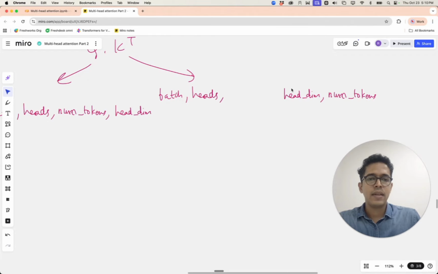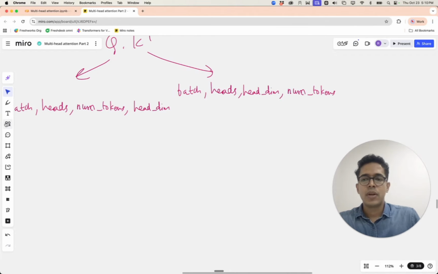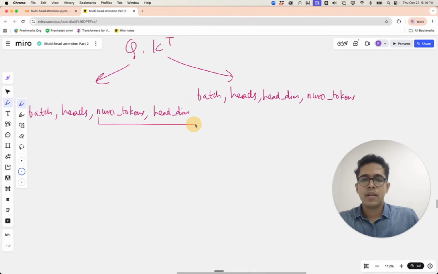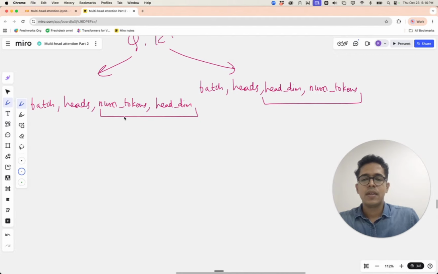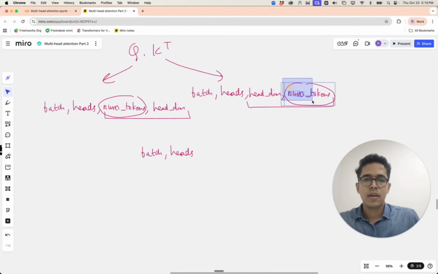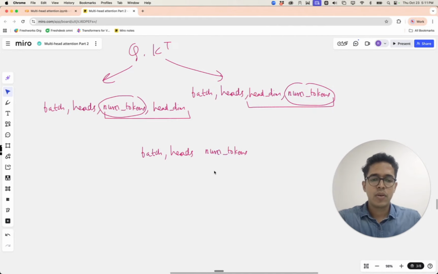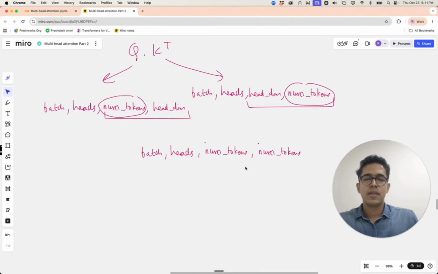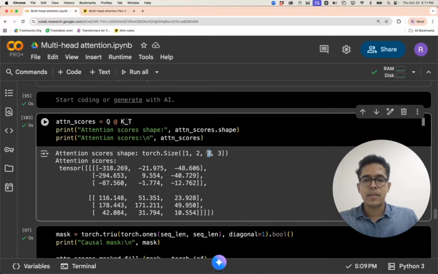Number of tokens at the end and head dimension here. So now the multiplication is happening between this matrix with this matrix. So the resulting shape will be what? This by this. So now the result will be batch, comma, heads, comma, number of tokens, comma, number of tokens. So the last 2 dimensions will be basically number of tokens. Number of tokens is 3, which is why this is 3 by 3.